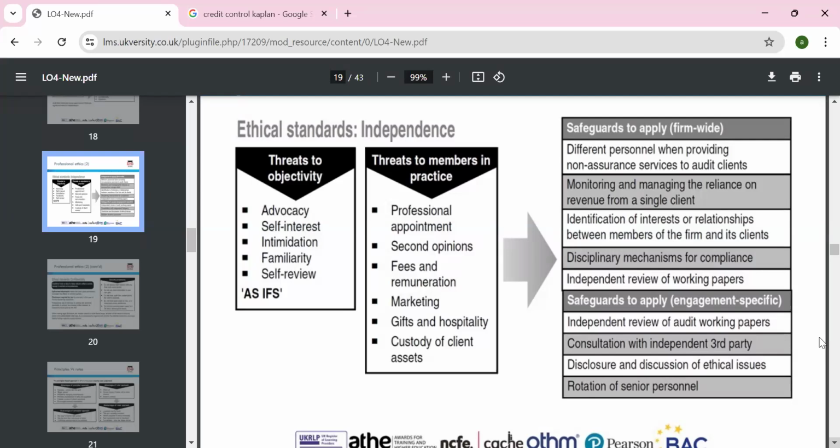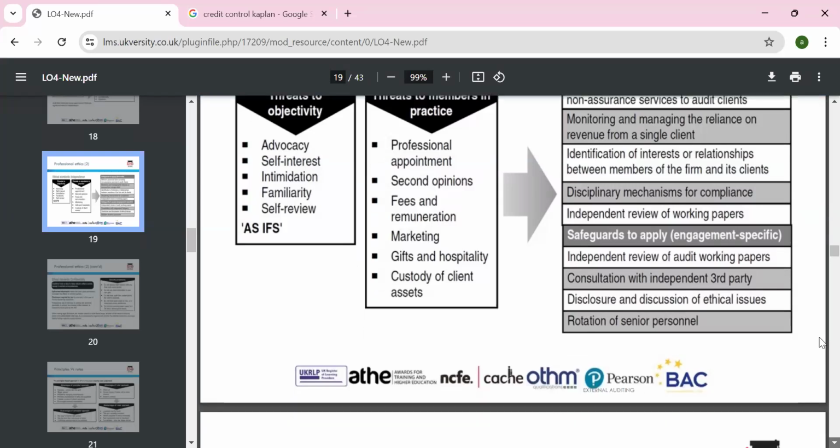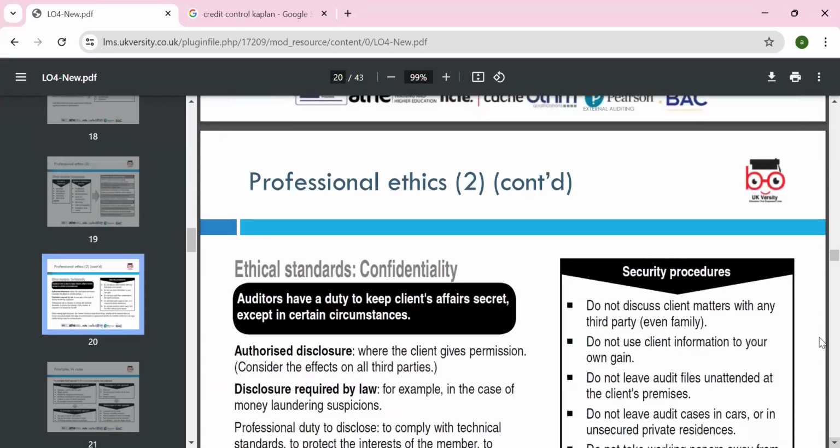We can look around disciplinary mechanisms, independent reviews, safeguards applied to the engagement, independent review of audit working papers, disclosures and discussion of ethical issues, and rotation of senior staff. That could also be a safeguard.